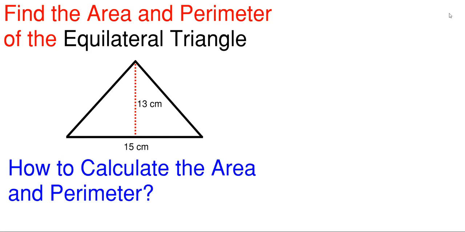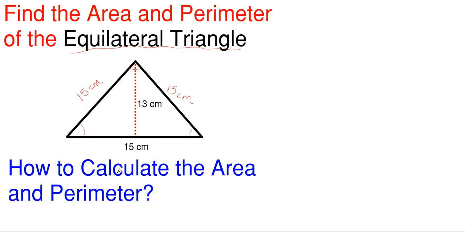So first, let's talk about what an equilateral triangle actually is. An equilateral triangle is a three-sided shape, so a triangle, that has the same lengths on all sides. So it states that it's 15 centimeters here along the bottom. Well, an equilateral triangle means that this side is 15 centimeters and this side is 15 centimeters. Also, with an equilateral triangle, all the internal angles of the triangle are exactly the same, being 60 degrees each.